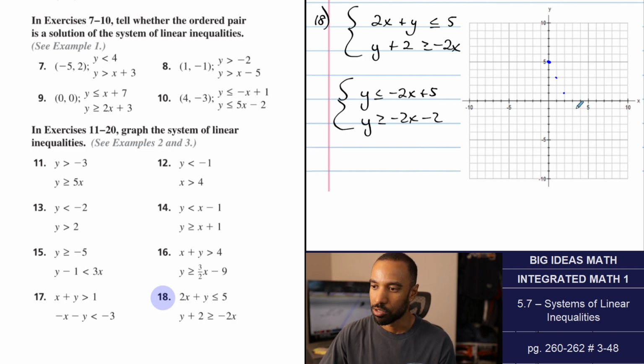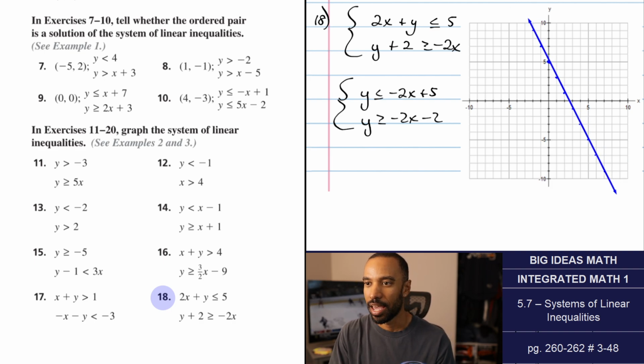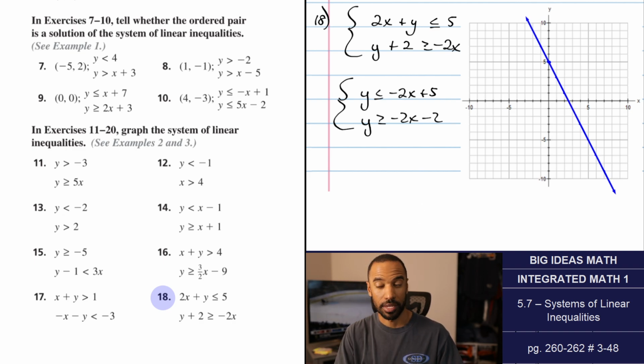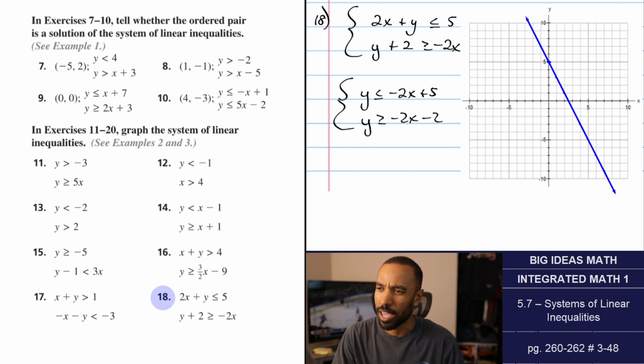I did not count down 2 right there. There we go. This line is solid. It's a solid line. Like that. And we will shade below it, less than. I'm going to try a different kind of shading this time.